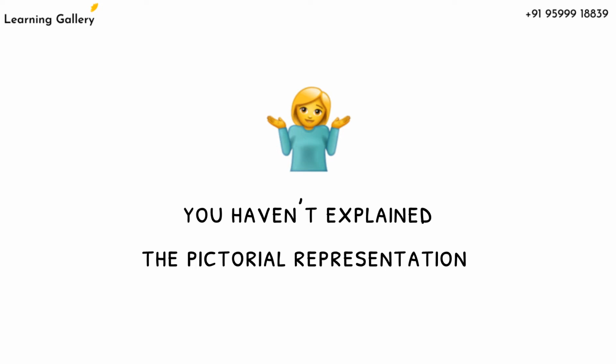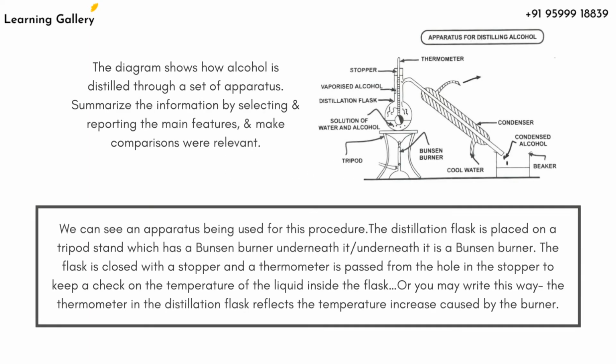Okay, so let's see the process explanation, let's try another sample answer. You can have your answer on these lines. We can see an apparatus being used for this procedure. The distillation flask is placed on a tripod stand which has a Bunsen burner underneath it. Or you can even write, underneath it is a Bunsen burner. The flask is closed with a stopper and a thermometer is passed from the hole in the stopper to keep a check on the temperature of the liquid inside the flask.